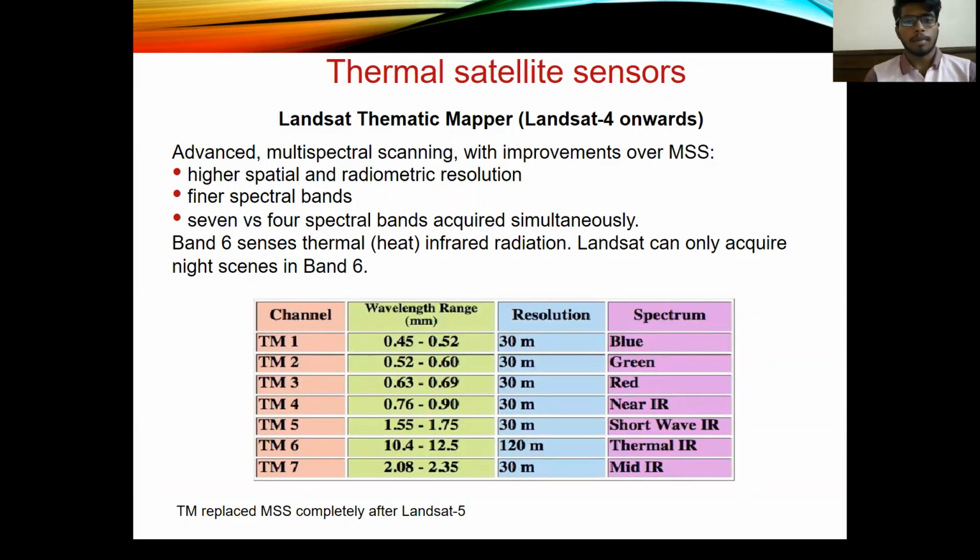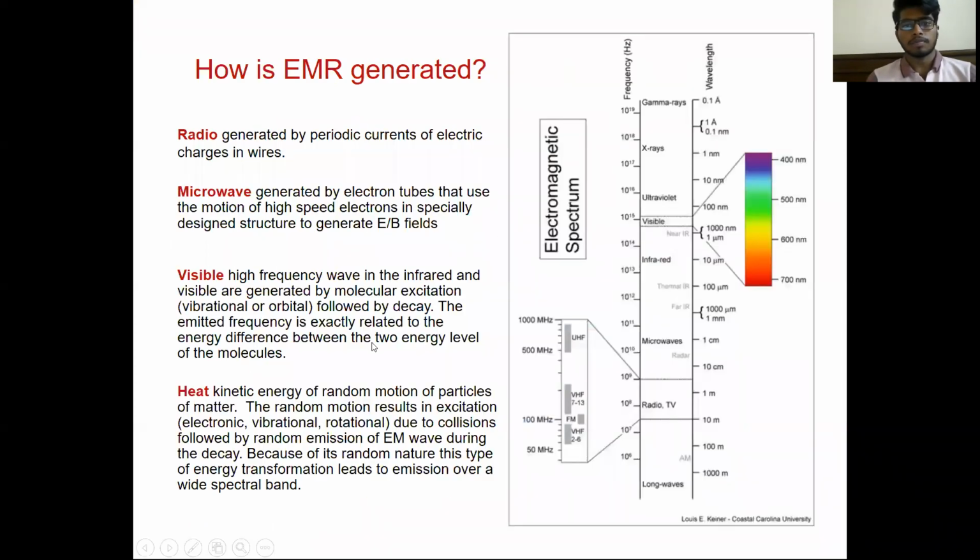Landsat Thematic Mapper. Landsat 4 and 5. Advanced multispectral scanning with improvements over MSS. Higher spatial and radiometric resolution. Finer spectral bands. 7 versus 4 spectral bands occur simultaneously. Band 6 senses thermal infrared radiation. Landsat can only acquire night scenes in band 6. Here you have channel, wavelength range and resolution.